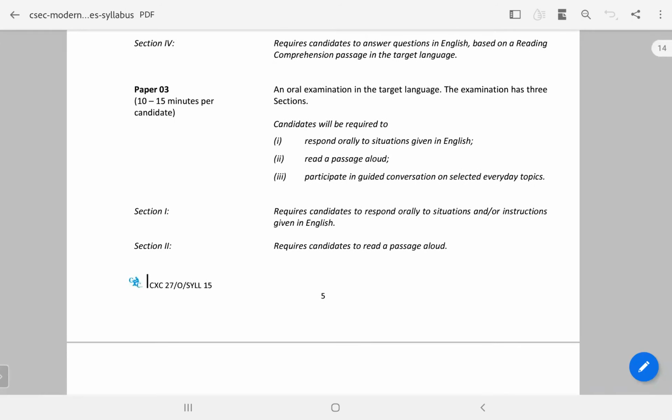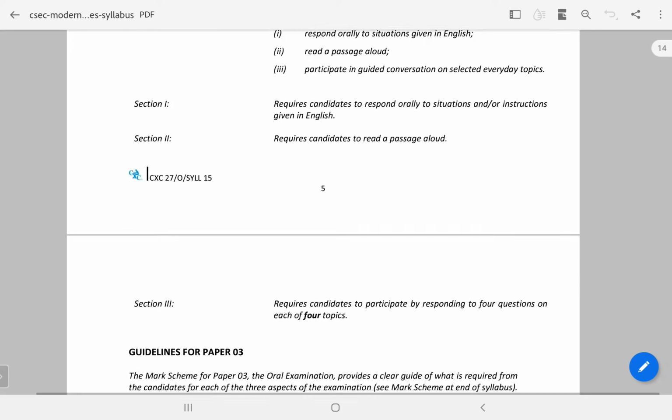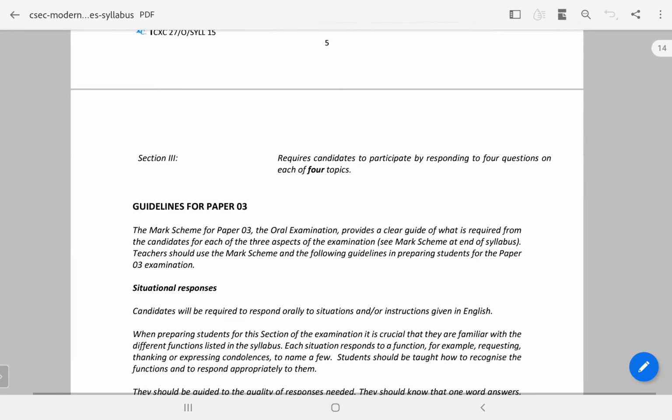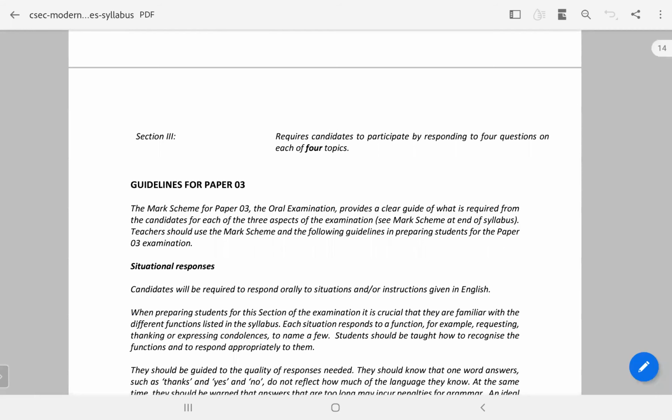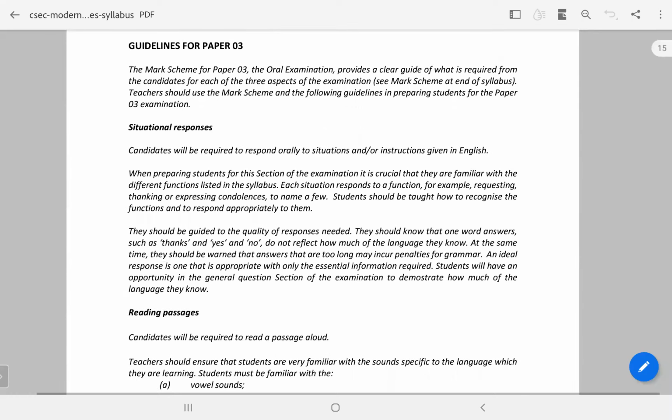Paper 3 is the oral examination. Usually that's 3 sections, as you can see here. The first is where the candidate, which is you, orally responds to 5 situations. It's written in English, but you respond in Spanish. In section 2, you have to read a passage. Usually the passage is about 125 to 130 words. And then in section 3, you have to answer questions based on 4 topics. So that is it for paper 1, 2, and 3.